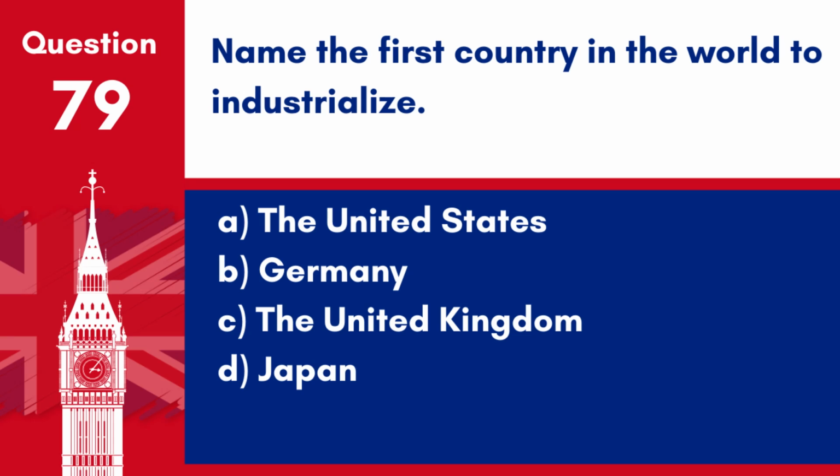Question 79. Name the first country in the world to industrialize. A. The United States. B. Germany. C. The United Kingdom. D. Japan. Answer: C. The United Kingdom. The UK was the first country in the world to industrialize, beginning in the late 18th century.